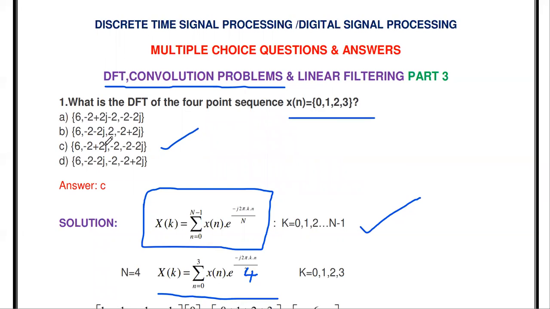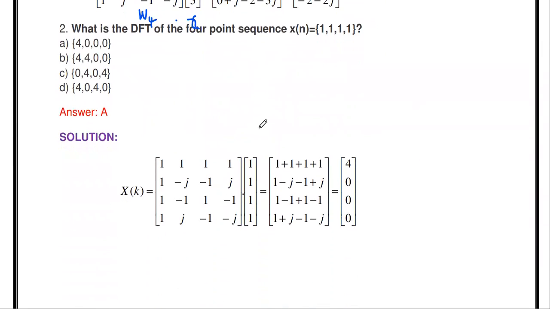6 minus 2 plus 2j minus 2 minus 2 minus 2j. So this is the DFT of the 4-point sequence. So the next one, similarly, what is the DFT of the 4-point sequence? X of n equal to 4 ones.